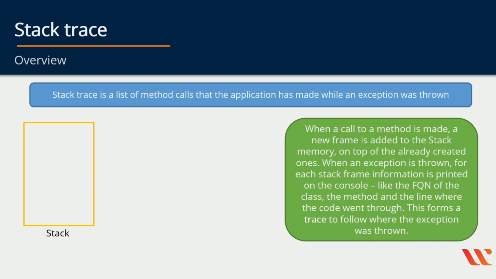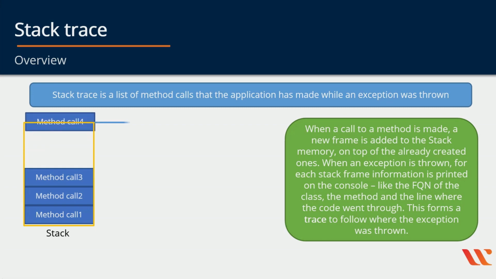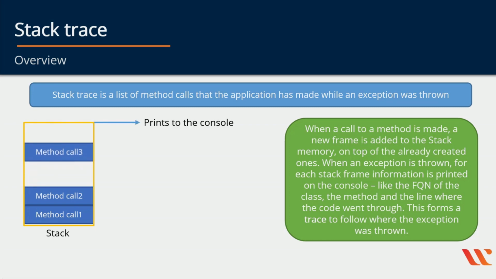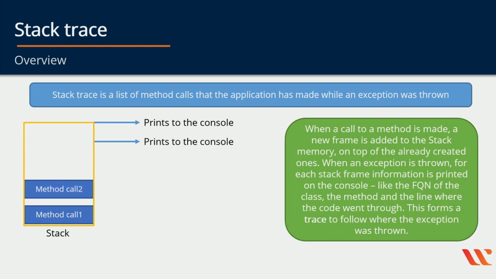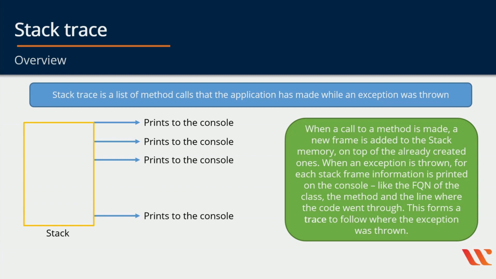A stack trace is a list of method calls that the application has made while an exception was thrown. At the start of our program, the stack memory is empty. When a call to a method is made, a new frame is added to the stack memory on top of the already created ones. When an exception is thrown, for each stack frame, information is printed on the console, like the FQN of the class, the method, and the line where the code went through. This forms a trace to follow, where the exception was thrown, and to track the origin.